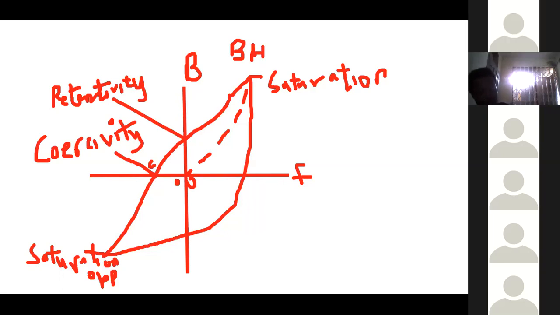So they are used to separate magnetic substance from non-magnetic substance.